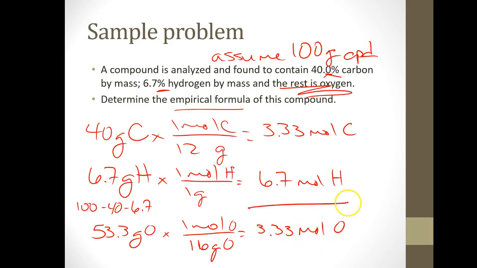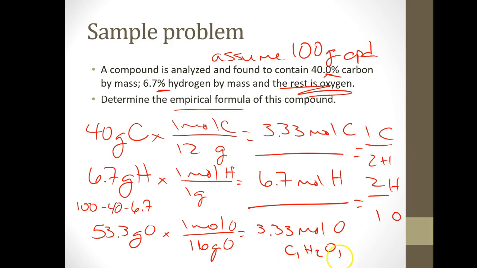I think it's pretty obvious that the ratio right here is 2 to 1 hydrogen to oxygen, and the ratio here is also 2 hydrogens to 1 carbon. So that means your empirical formula is C1H2O. That's your empirical formula. You don't have to write the ones, you do have to write the 2. That means the smallest whole number ratio of this compound is 1 to 2 to 1.